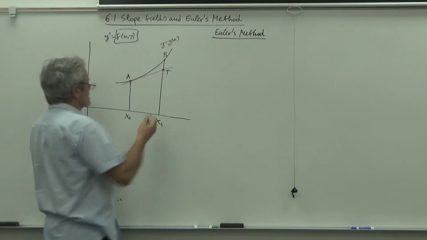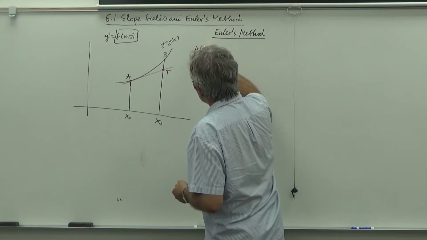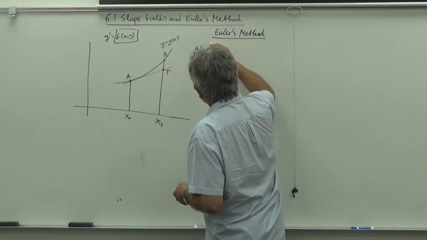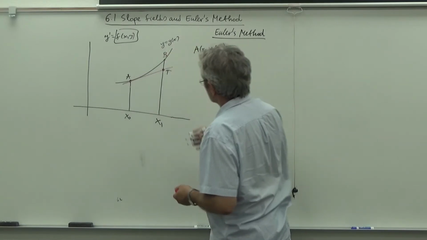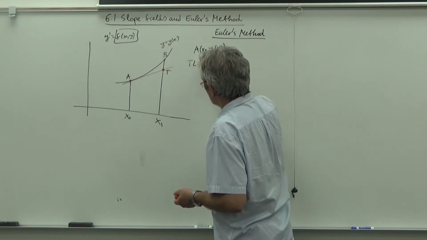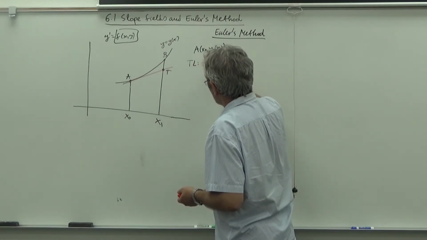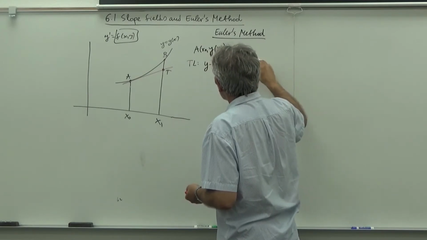So how does that work? Point A has coordinates x0 and y0, because it's on y of x. So I construct the tangent line. The tangent line point-slope formula is y minus y0 equals m times x minus x0.